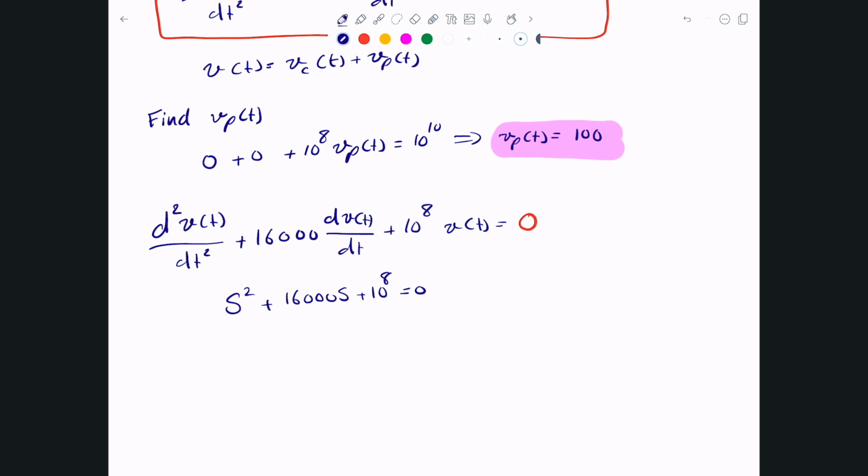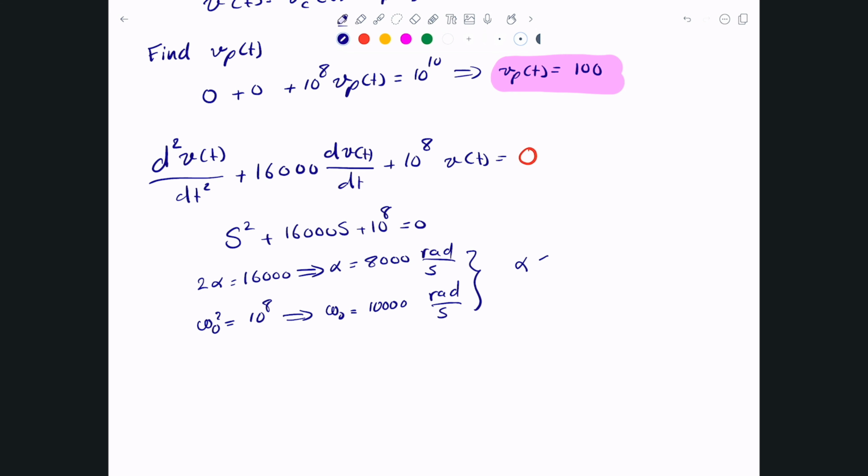So what we need to do now is to figure out what alpha is, what omega 0 is. Well, we know that 2 alpha is just simply 16,000. That means alpha is simply 8,000 rad per second. Okay, what about omega 0 squared? Well, it's 10 to the power 8. That means omega 0 is just the square root of that, which is 10,000, or 10 to the power 4, also rad per second. So now you can tell me, well, alpha happened to be less than omega 0. That means what we have here is an underdamped response, okay? So we have an underdamped response in here.